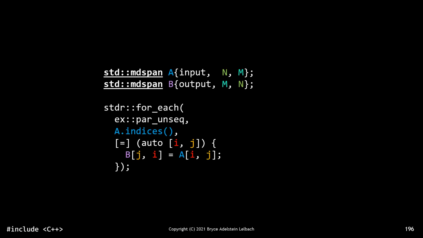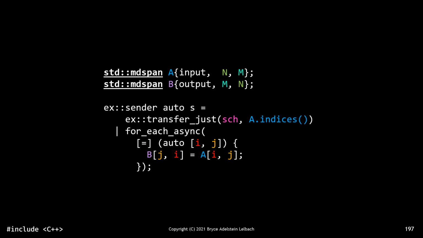I'm fairly happy with the last slide, but I want more down the road. I'd like to be able to write something like this. There's three things here that we don't have yet. Parallel algorithm overloads that accept ranges directly instead of iterator pairs. An indices method on mdspan that returns a range of its multidimensional index space. And a language extension to destructure tuples and parameters.